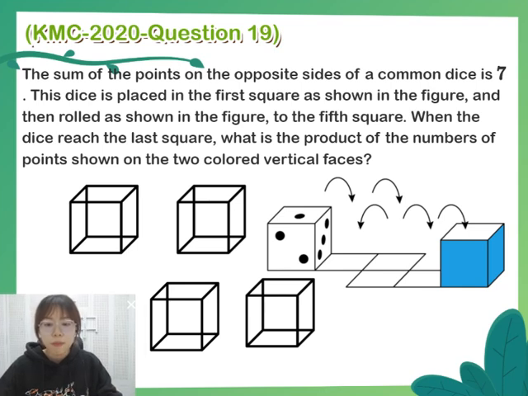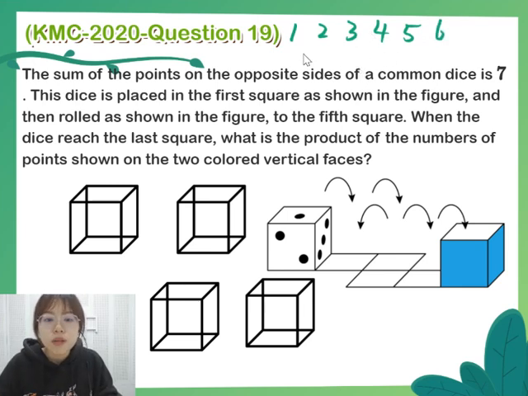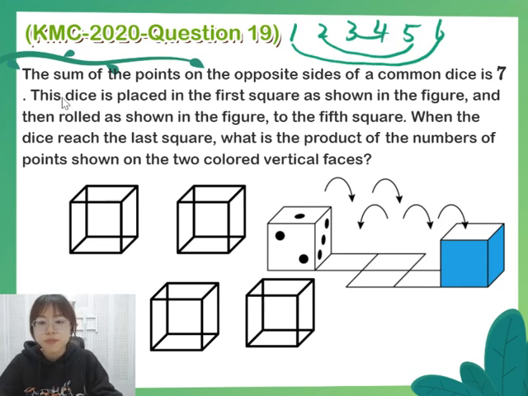Okay, I'm just here. The sum of the points on the opposite sides of a common dice is 7, because we know that a dice has 1, 2, 3, 4, 5, 6, six faces, six numbers, and 1 and 6 are a pair, and 2 and 5, and 3 and 4. Okay, because the sum is 7.